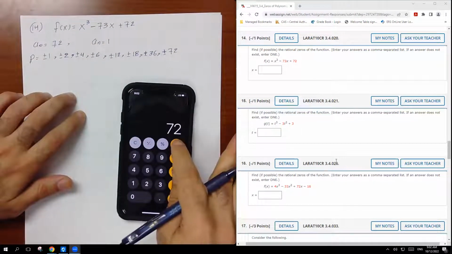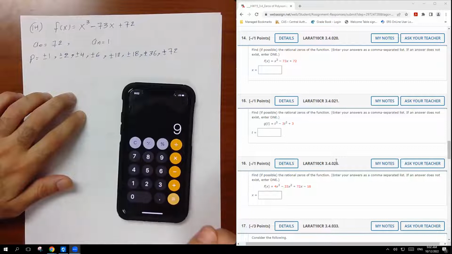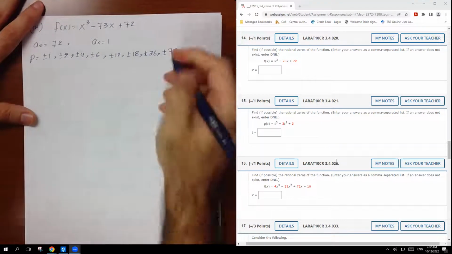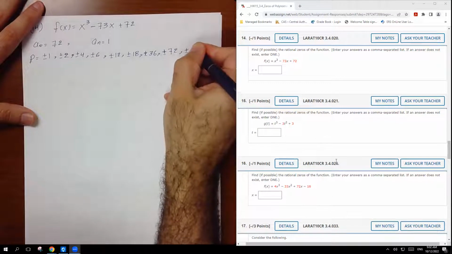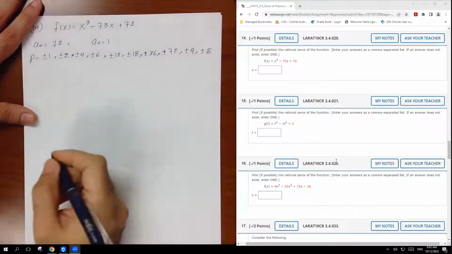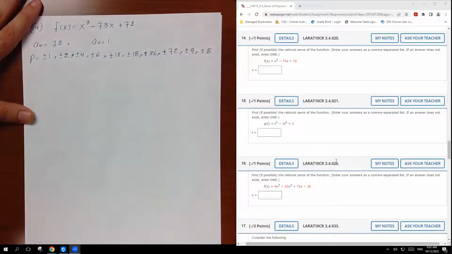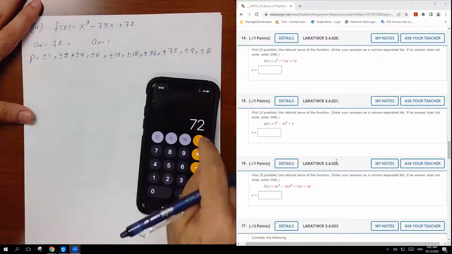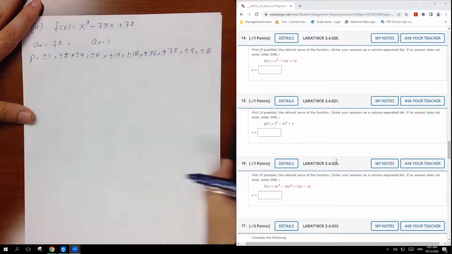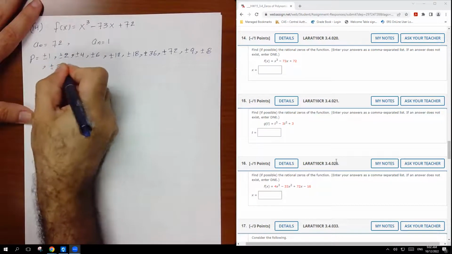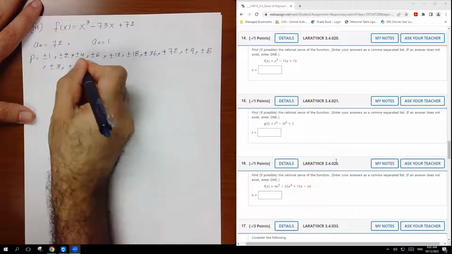72 with 8, it's going to be 9. I think this is the last one. So 8 and 9, plus or minus 9 and plus or minus 8. You can do 3 and 24, I think. Oh yeah, I said that and I forgot it. 3 and 24, yes. So plus or minus 3 and plus or minus 24.